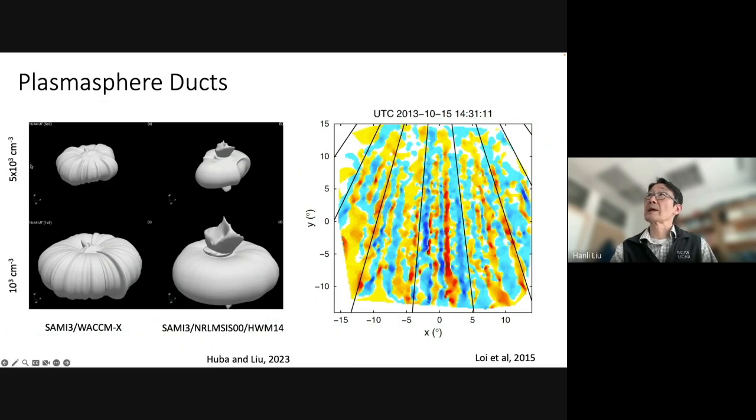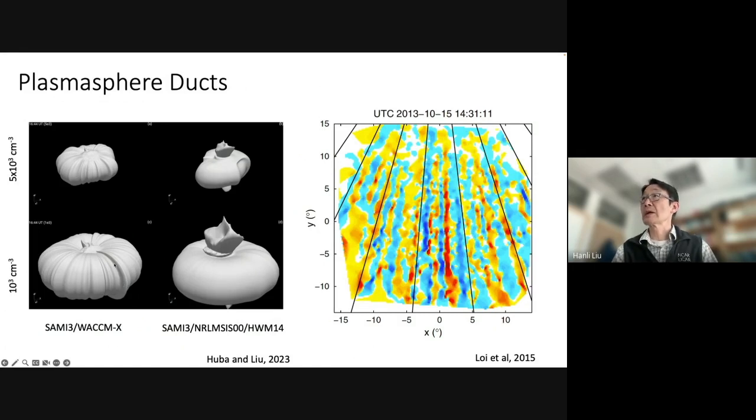I can't remember the exact number, but this is with isosurface of electron density at 5,000 per cubic centimeter, and this is 1,000, so even higher. And again, this is a climatological model driving. This is a WACCM-X driving, and you can see what they call the plasma duct structures, which you do not see if you have climatological driving. So the resolved waves are really producing this.